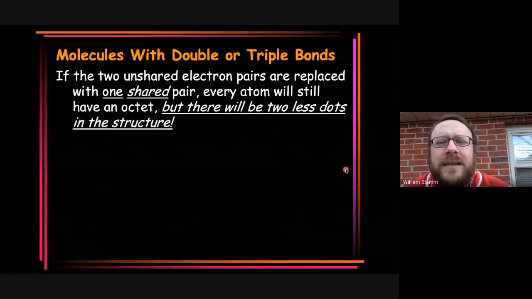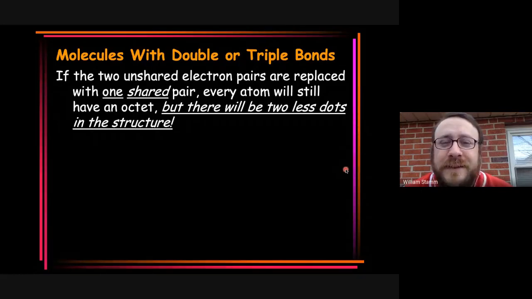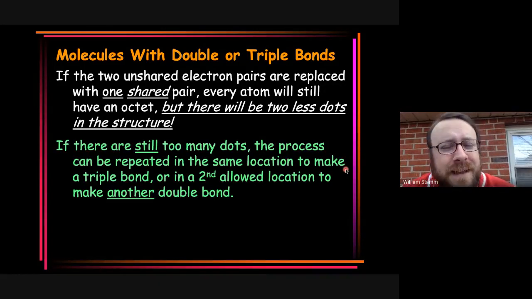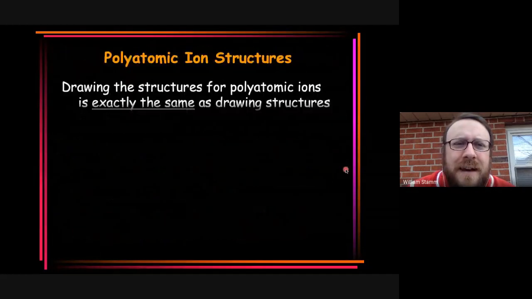If 2 unshared electron pairs are replaced with 1 shared pair, like we just did, every atom will have an octet, but there'll be 2 less dots. That's the reason we do this. Double bonds help us with this a lot. Now, if there are still too many dots, the process can be repeated. You can add a double bond someplace else to get rid of 2 more dots. Or maybe you could do a triple bond. Now, triple bonds only work with carbon and nitrogen for the most part, but it can work. So it definitely can work. We'll do an example of that in just a second.